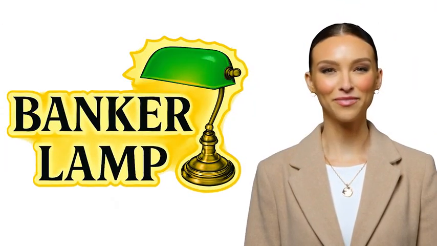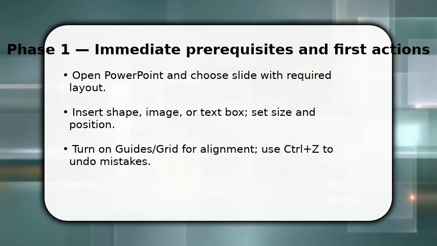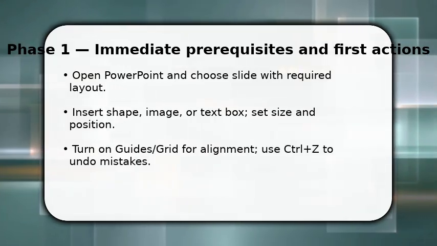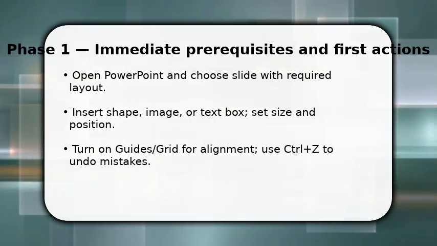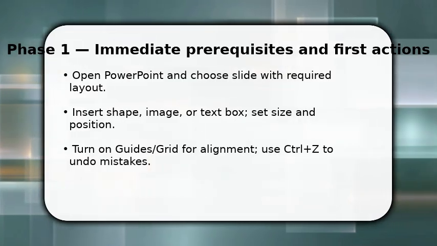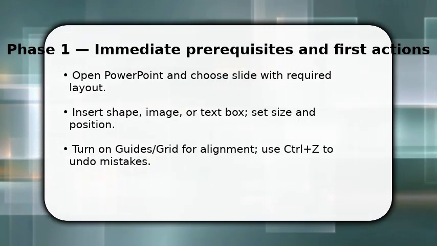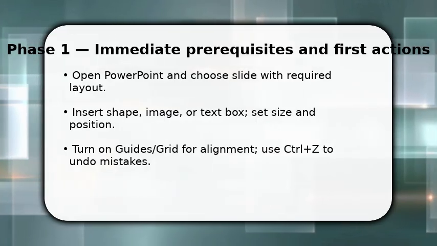You start by inserting the element you want to move. Pick a shape, image, or text box and place it where the motion will begin. Once placed, make sure guides or grid are visible so alignment stays precise, and lock other items if needed.